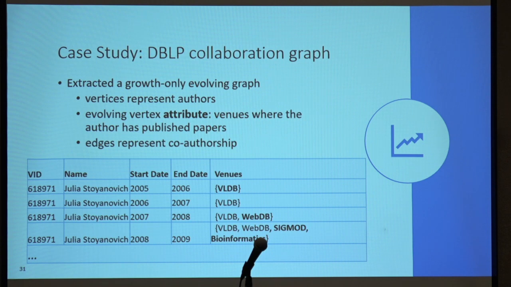For example, looking at Julia, she published a work in VLDB, so for her attributes we would have VLDB. Then in 2006, she didn't publish any new work, at least not in any new venues. Then in 2007, we have WebDB, so we add WebDB to the attributes of Julia's vertex.